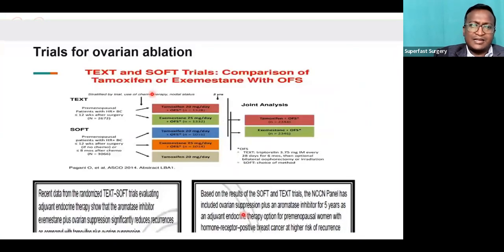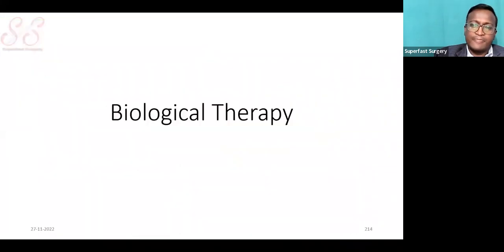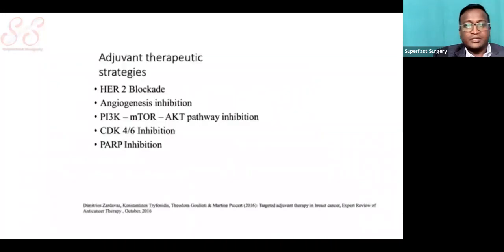So these are the trials, TEXT and SOFT trials, which were used to compare the benefit of ovarian suppression or ablation in addition to giving the anti-hormonal therapy drugs. Now biological therapy, that is anti-HER2 inhibitor. So adjuvant therapy, how to block it?